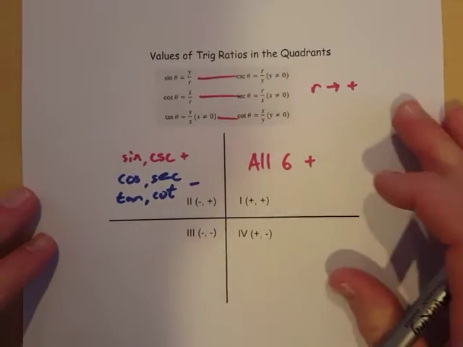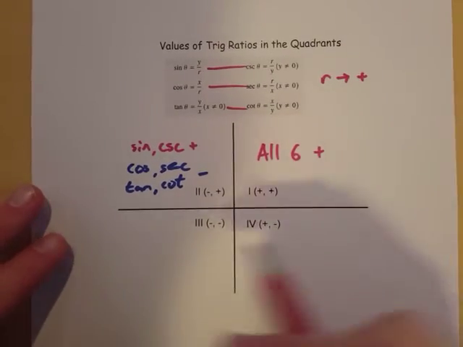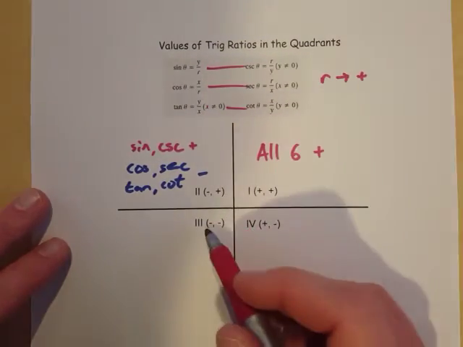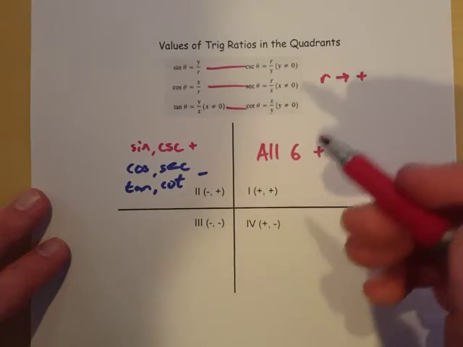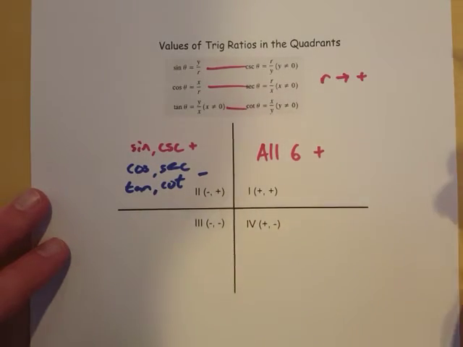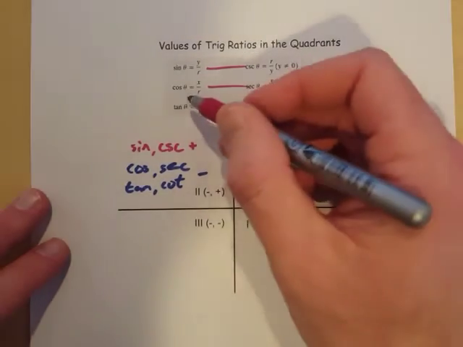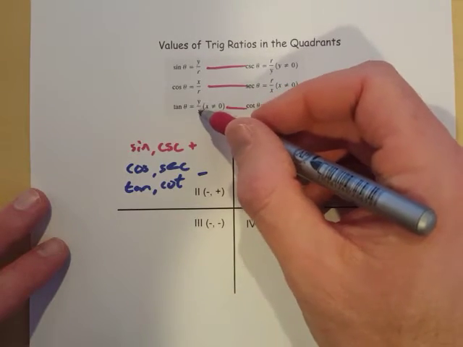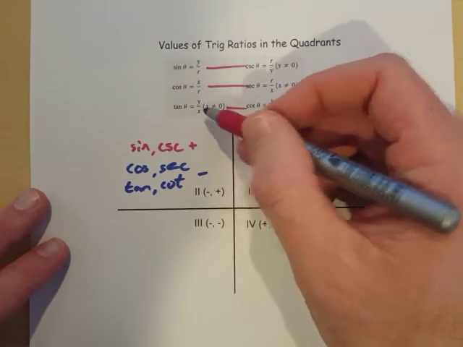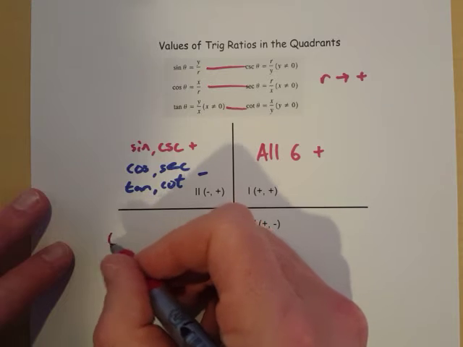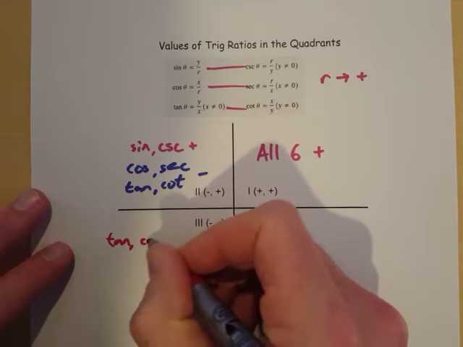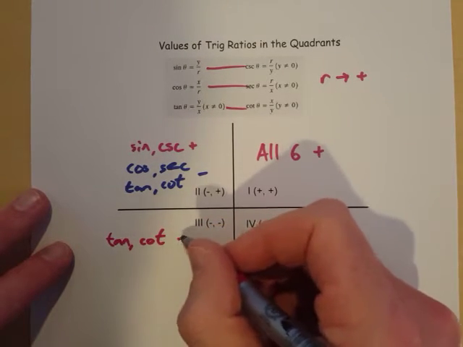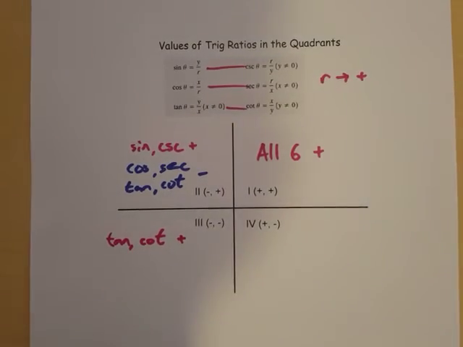Let's move to quadrant 3. Now, the way that we get positives for quadrant 3, you'll notice that both of them are negatives, so the only way to get positives from a negative is if you have 2 negatives. So tangent is opposite over adjacent, or y over x, both of them being negative. And so what's going to happen there is that tangent and cotangent are going to be positive in this quadrant.